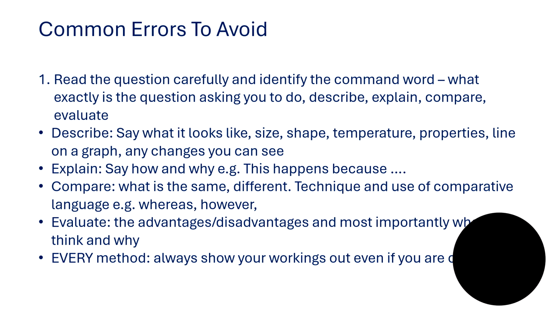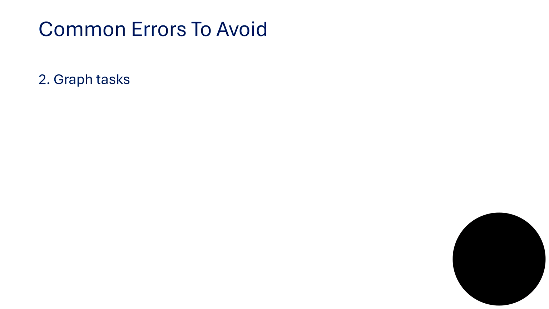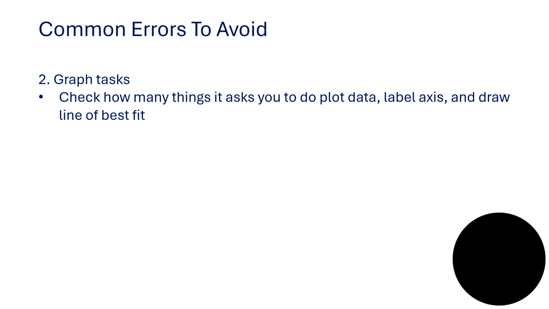And common errors to avoid on graph tasks. Generally, they ask you to do at least 3 things. So make sure you read the question carefully and you tick off the tasks as you do them. They generally ask you to plot the data from a table, label the axis, which you can get those labels from the labels of the top of the table, and then draw a line of best fit.